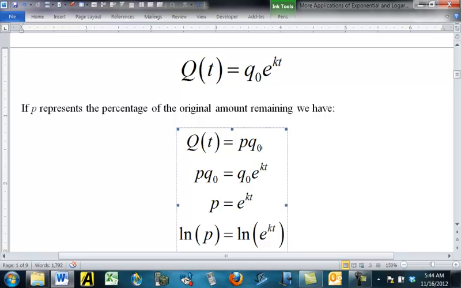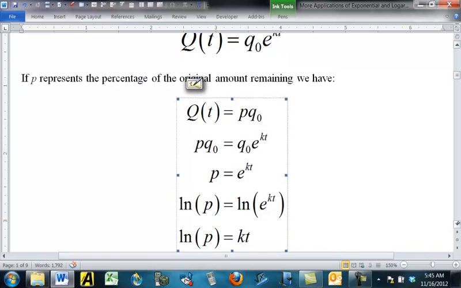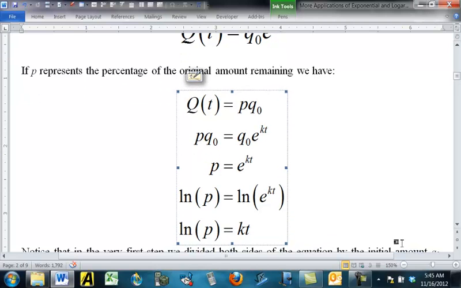And this is very important right here. Notice that I divide both sides by Q0 and it cancels out. This gives us the equation P equals e to the kt. Notice the Q0 cancels out, so it doesn't matter how much you start with. So now we take the logarithm of both sides. Log of P equals log of e to the kt. These are the same base on the right. So we get log of P equals kt, or in other words, just rewrite P equals e to the kt in logarithm form. That's log base e of P equals kt.